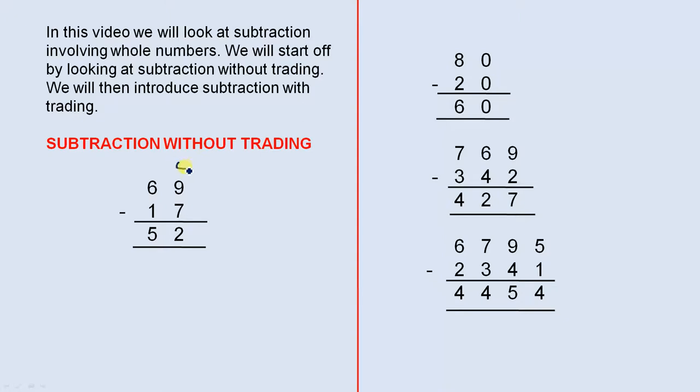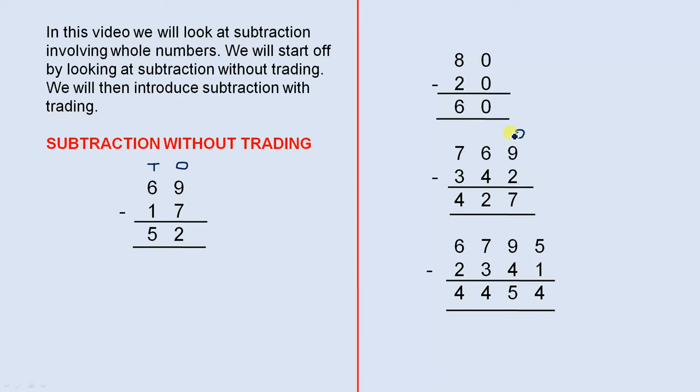If you remember, this is the ones column and that's the tens column. 69 minus 17: 9 take away 7 is 2, 6 take away 1 is 5, the answer is 52. 80 minus 20: 0 minus 0 is 0, 8 minus 2 is 6, the answer is 60.